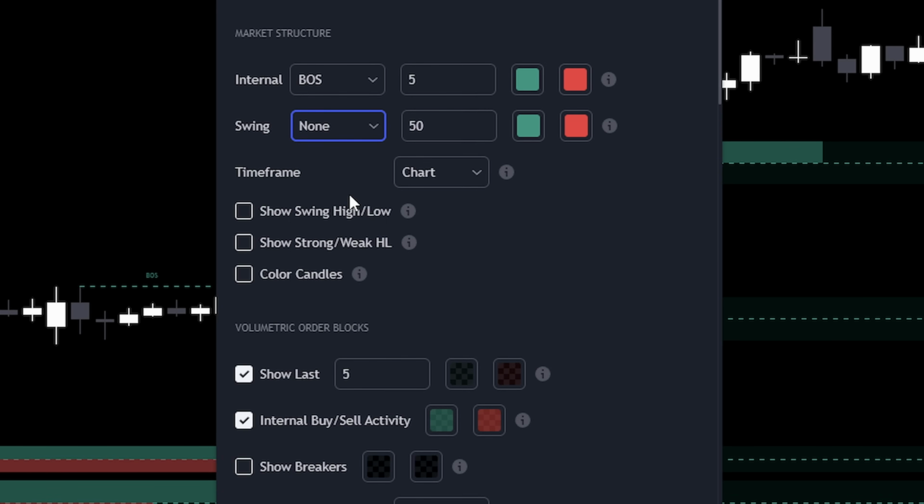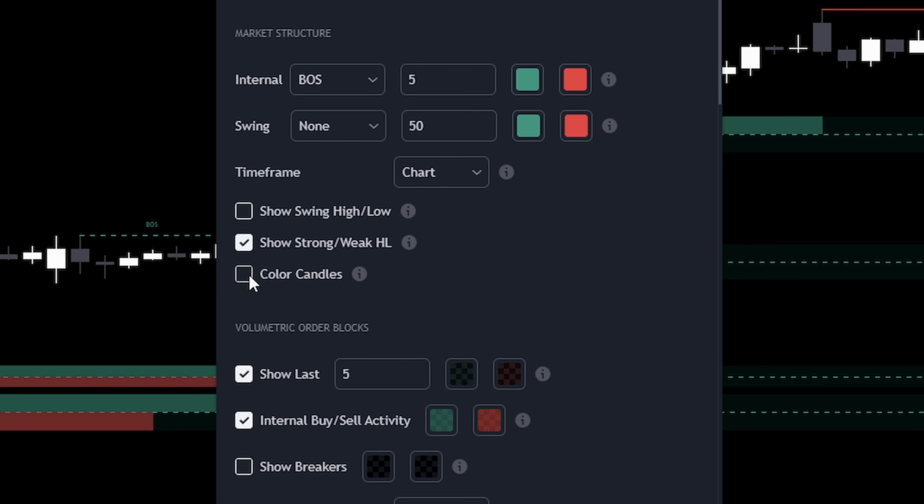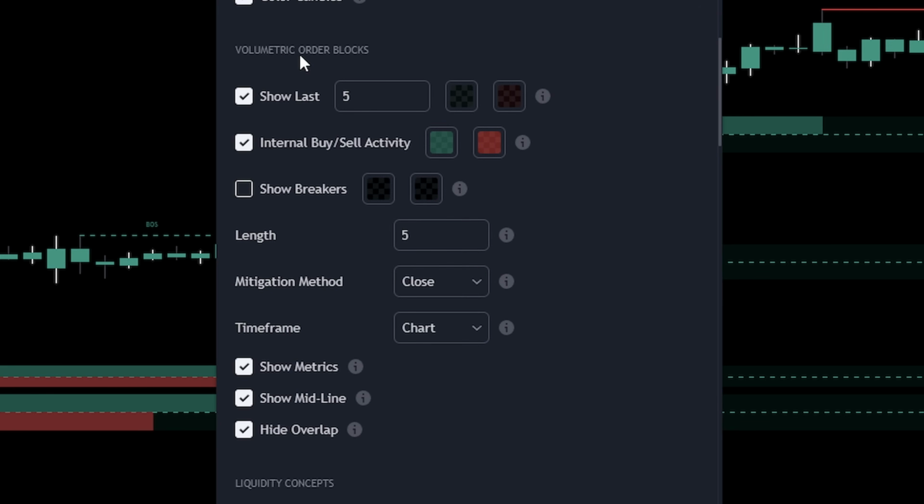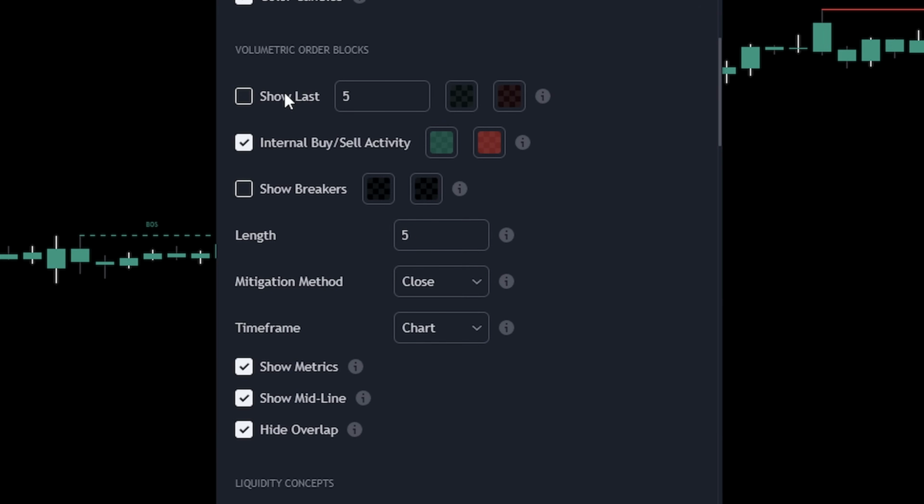Next, enable the Show Strong and Weak Highs and Lows option by clicking the checkbox. Also, make sure to enable candle coloring by checking that box as well. Now, move on to the Volumetric Order Blocks section. Disable the Show Last option, as we won't use order blocks for this strategy.